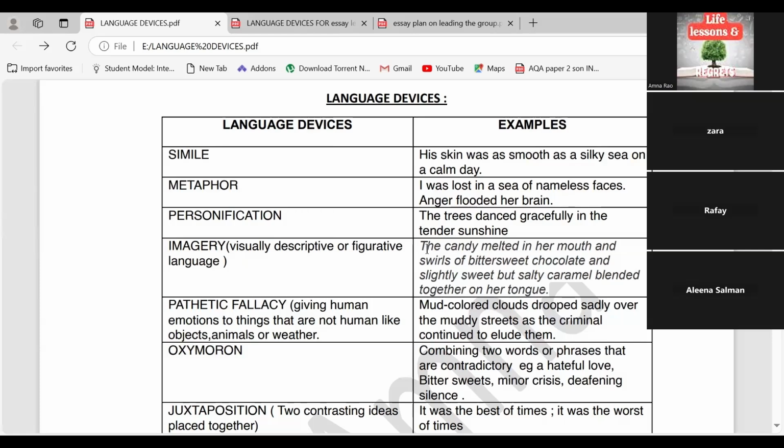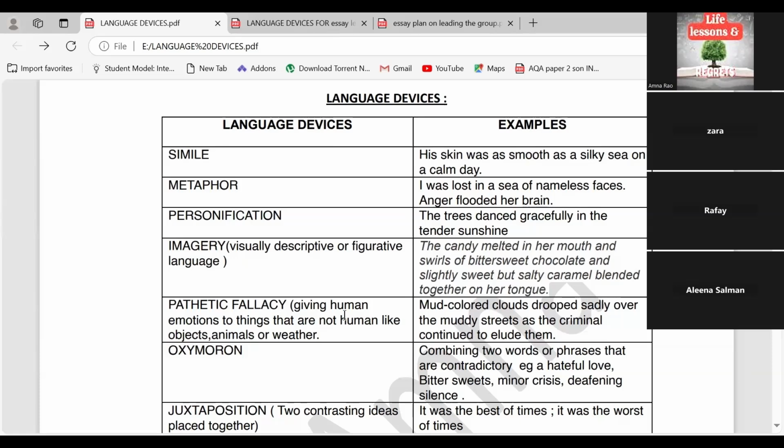For example, descriptive, figurative. The candy melted in her mouth. बेटा कहीं भी आप अपनी स्टोरी में कुछ खा रहे हो बैठ के, anything, so आप उसके लिए यूज करो, कोई सेंस ऑफ टेस्ट यूज कर लो. Melted is like, it's appealing to sense of taste. Swirls of bittersweet chocolate, slightly sweet but salty caramel blended together on her tongue. So this is all creating a good image. The writer uses over here a sense of taste and touch, right? And this is how this whole sentence looks very alive, very attractive.